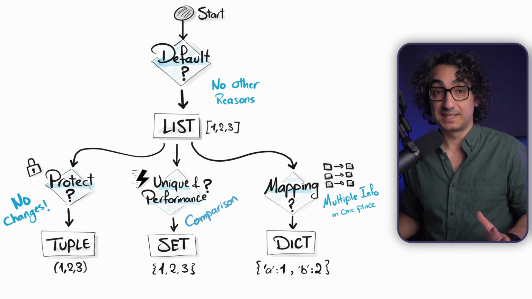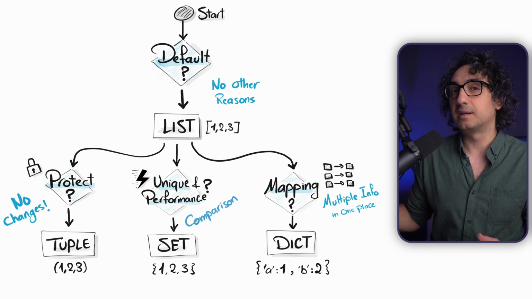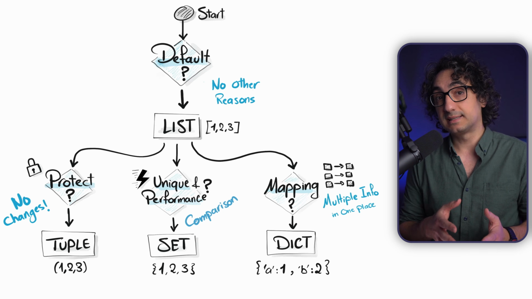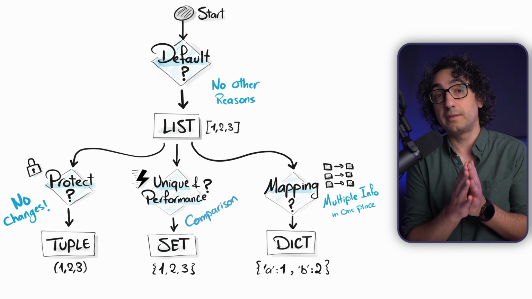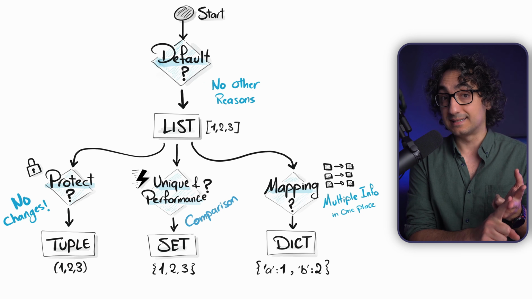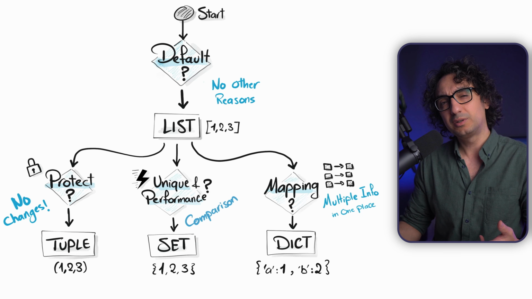So it is very simple, my friends. Default is to use a list until you have a special purpose, and based on the special purpose, then you can use either tuple, set, or dictionary based on the requirements that you have. If it's frozen, then tuple. If it's unique, then set. If you have mapping, then dictionary. So this is my decision tree on when to use which type.